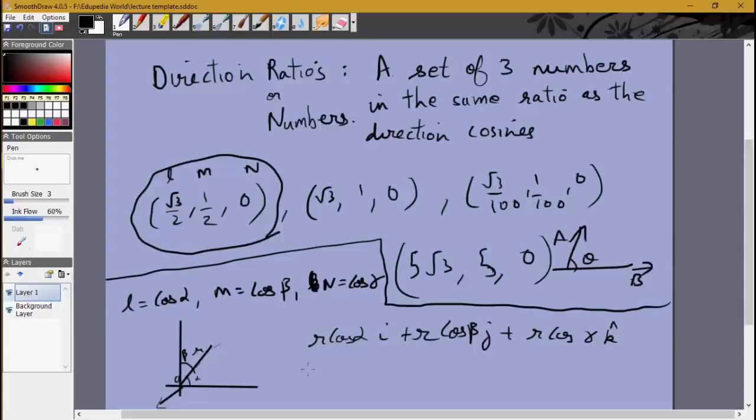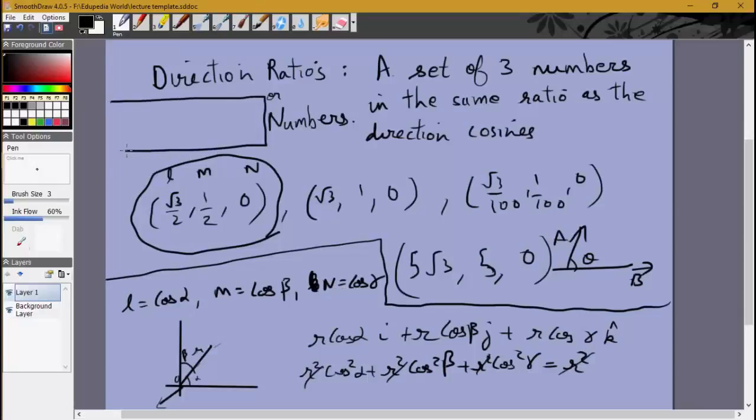And we know that the magnitude of this vector is r. But what is the magnitude of this vector? r squared cos squared alpha plus r squared cos squared beta plus r squared cos squared gamma is equal to r squared, because that is the magnitude. This cancels. Cos alpha is L, cos beta is M, cos gamma is N, which gives me a very important relation: L squared plus M squared plus N squared is equal to 1, which will always be true for the direction cosines. Not necessarily true for the direction ratios, but will always be true for the direction cosines.